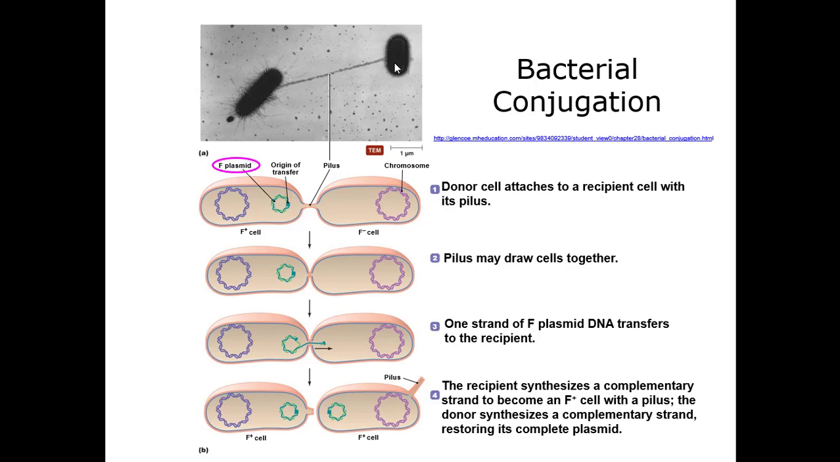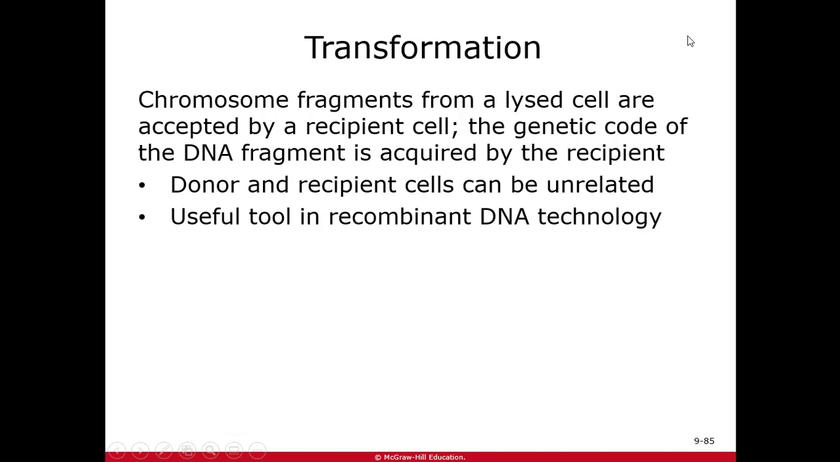Now, another way we can get DNA from one cell to another, it's not just bacterial conjugation, but it's called transformation. This is when you take a dead cell, a lysed cell. So it's broken apart, it's dead, but even though a cell is dead, it still has DNA in it. And that released DNA can still get inside of another cell. You just put them close together and that DNA can get taken up into other cells.